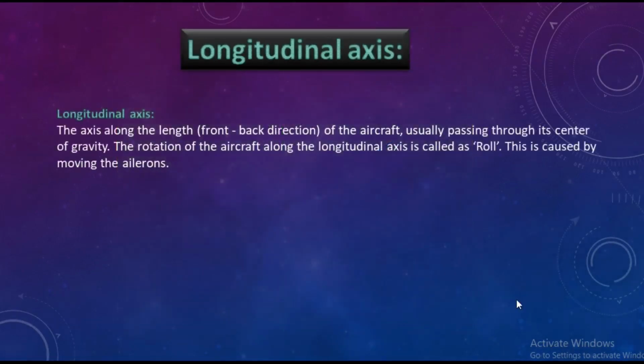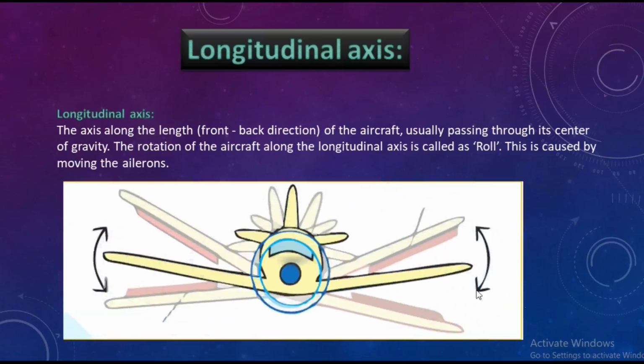So the question is, what is the longitudinal axis? The axis along the length of the aircraft passing through its center of gravity. The rotation of the aircraft along the longitudinal axis is called roll. This is caused by moving the aileron. So here you can see the longitudinal axis and roll motion of the airplane.